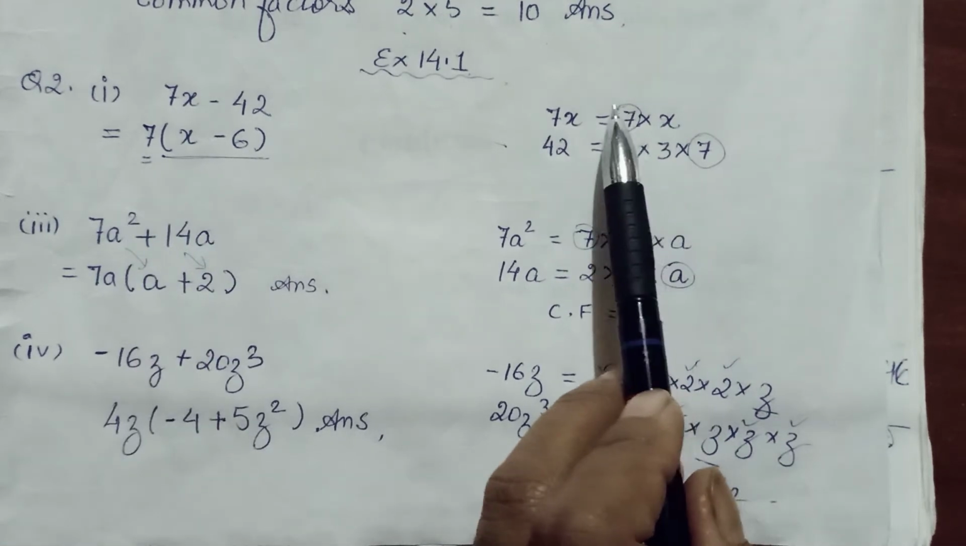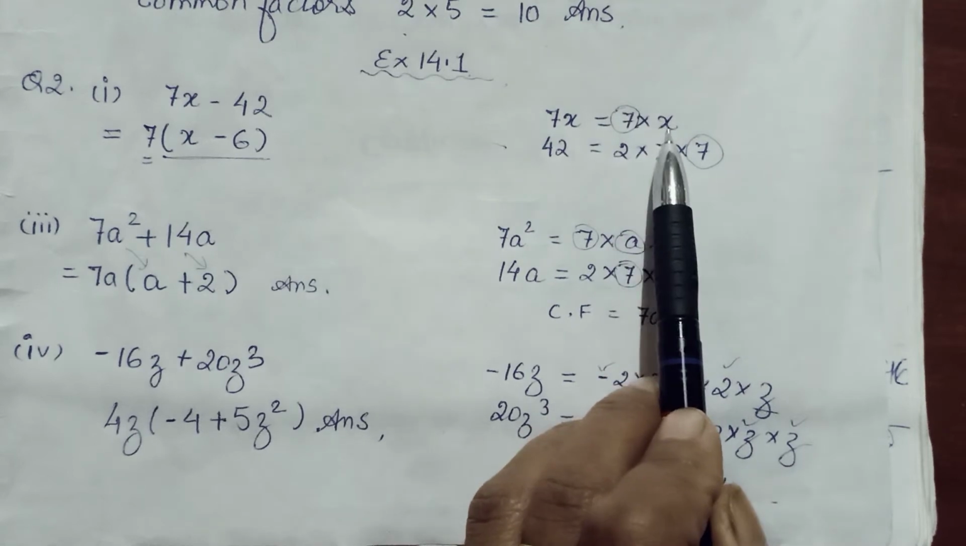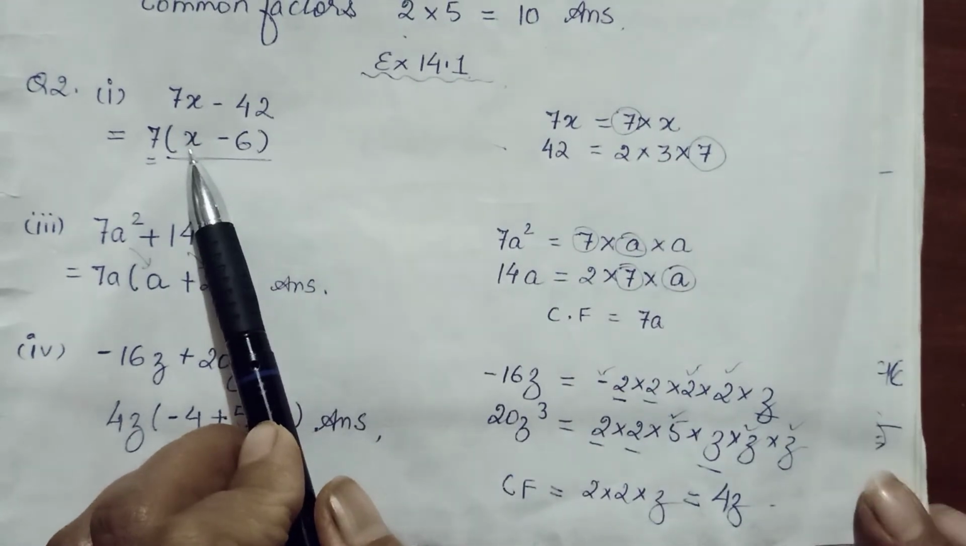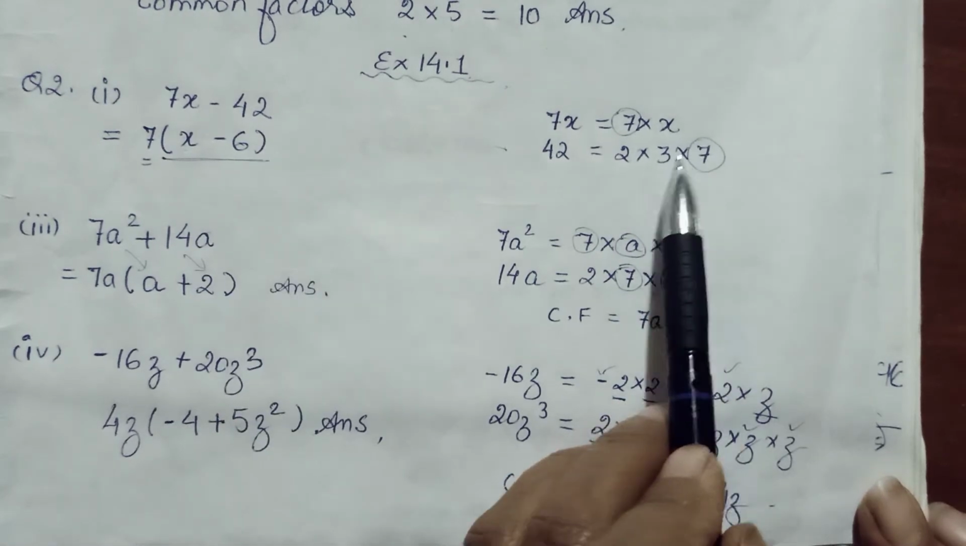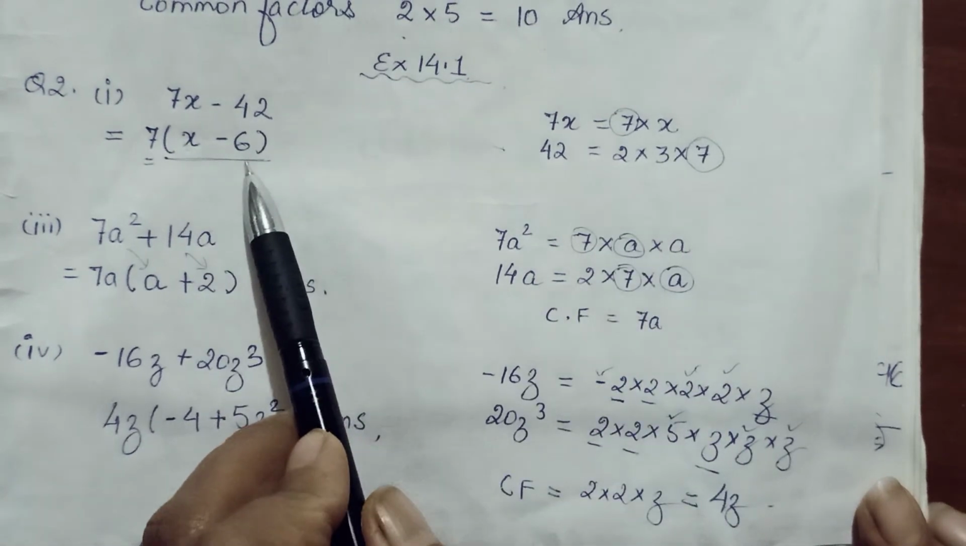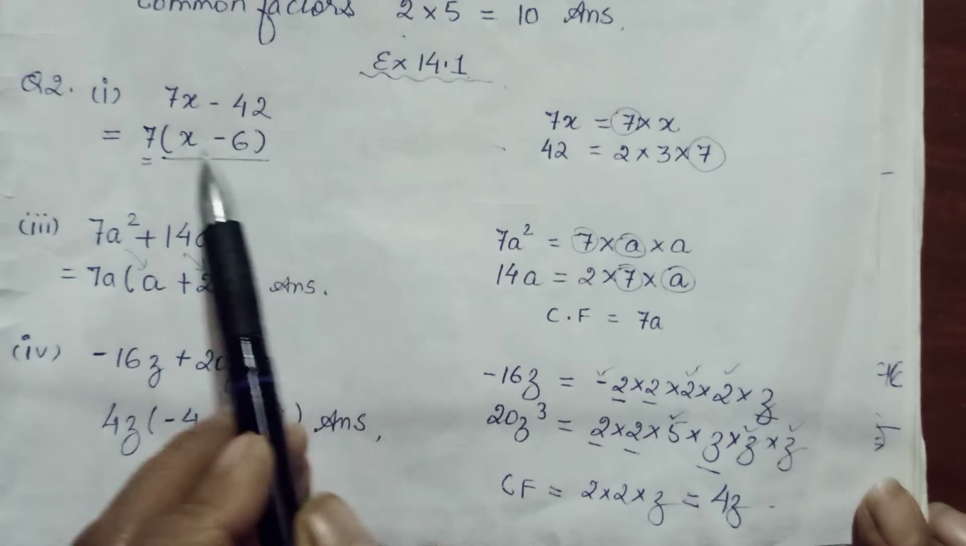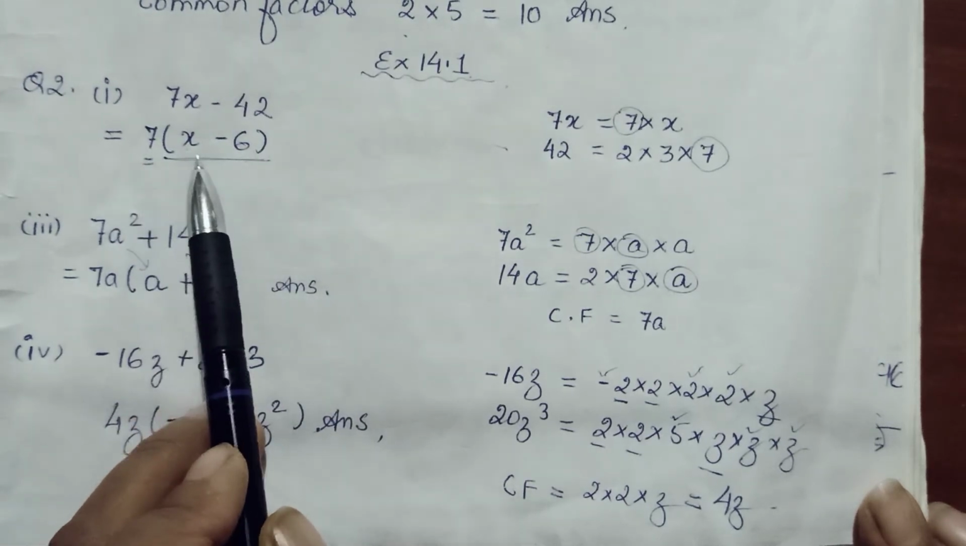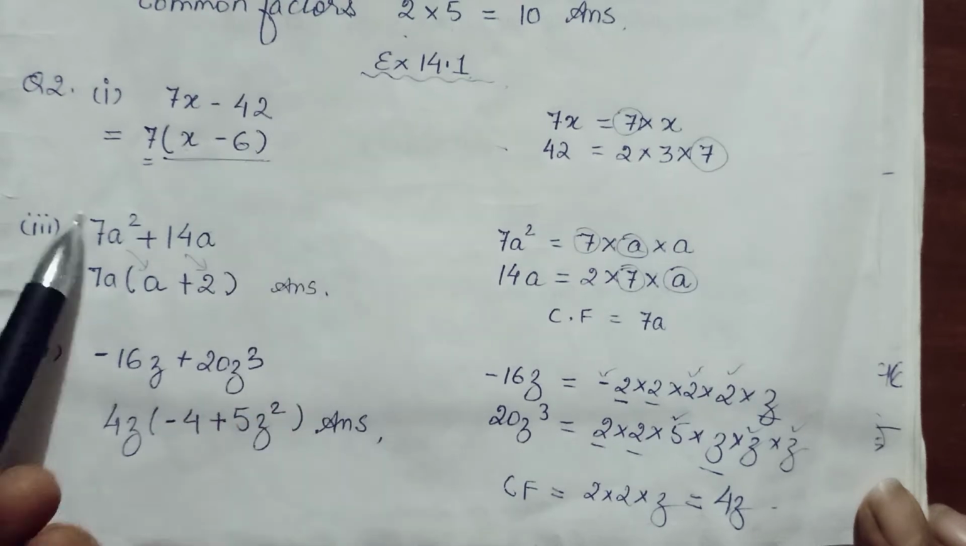Now if you remove 7 from 7x, only one x remains. So the remaining we'll write within the bracket. And from 42, if 7 goes, 3 2s are 6 would remain. So the factors for this expression will be 7 and another factor, x minus 6. So that is what you've got to do.